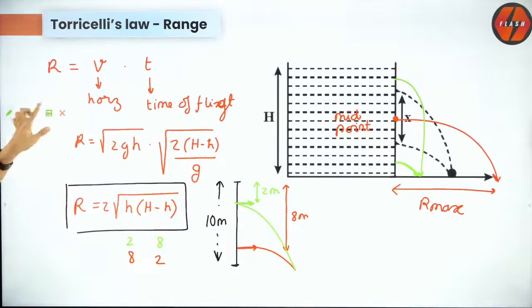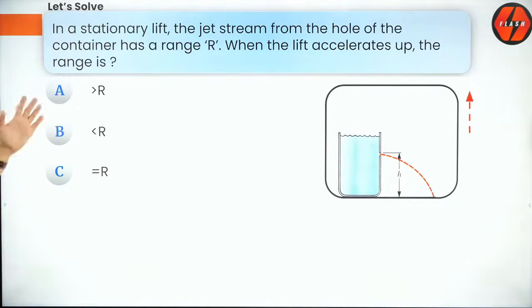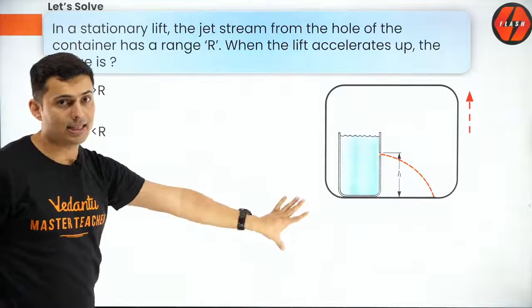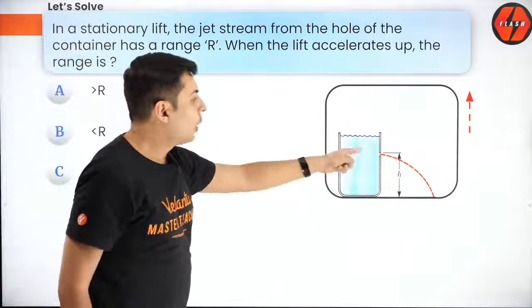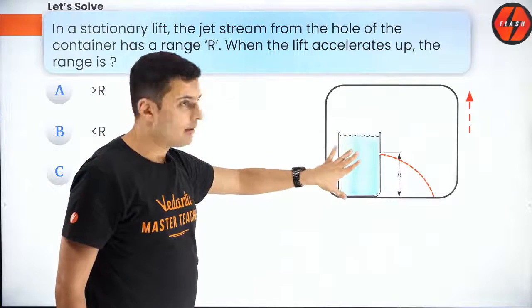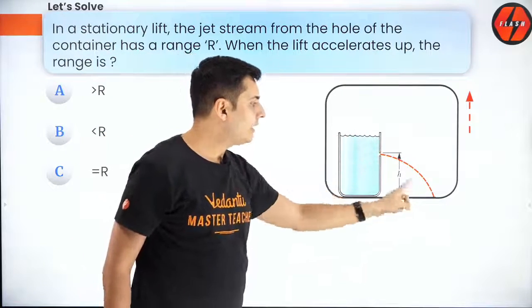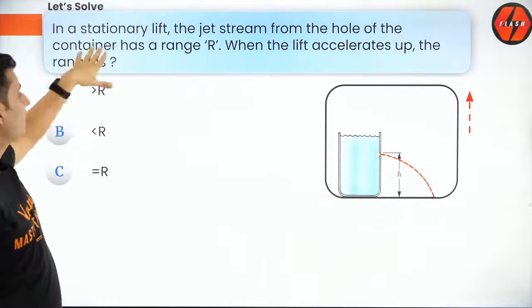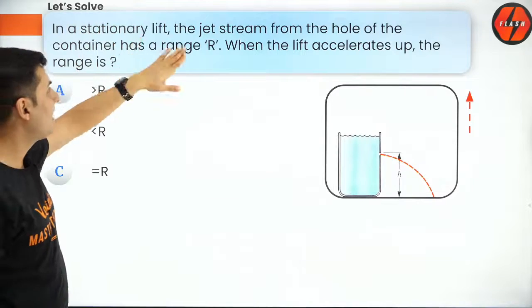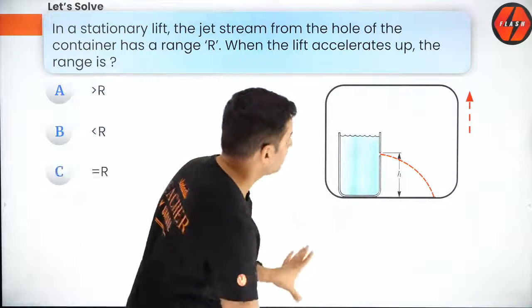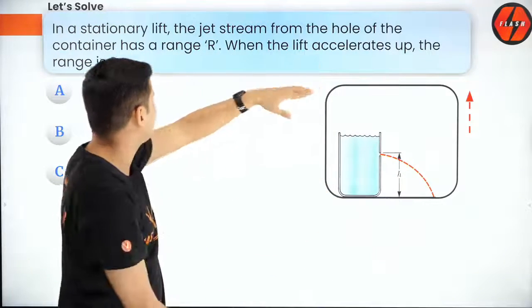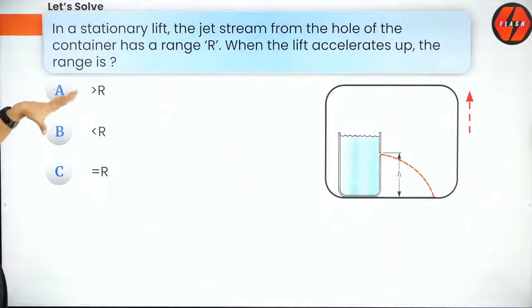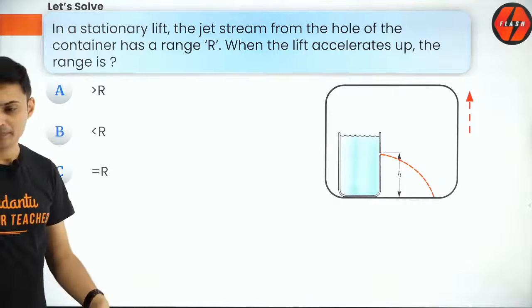Okay. Now let's see if you can get to this question. In a lift which is at rest, a hole has been drilled in a container, and you see that the liquid falls at some distance r from the base of the container. So the range is r. Now if the lift starts accelerating upwards, the range will be more than r, less than r, or will it be equal to r?